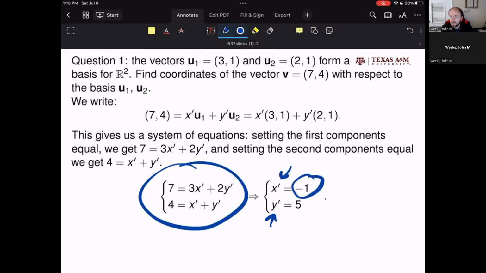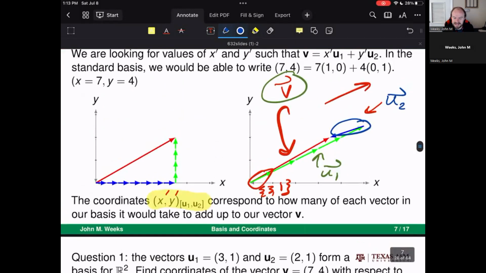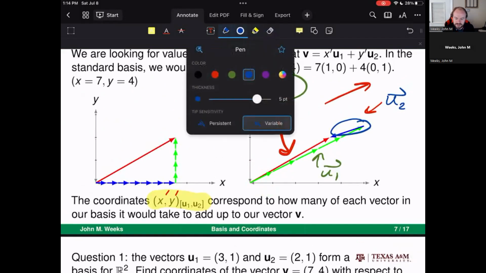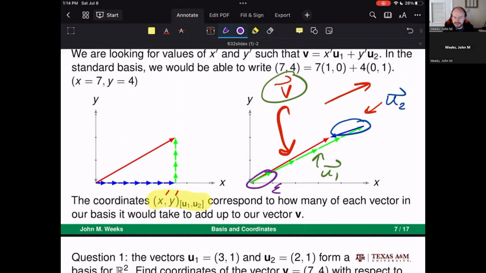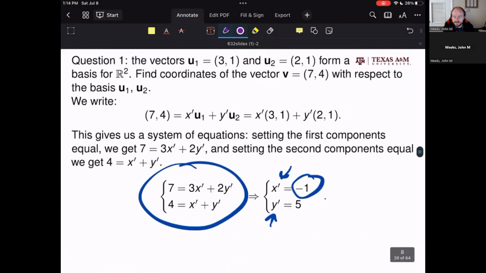Notice, by the way, that x prime was indeed negative. We had to flip the direction of 3, 1 in order to make that work. My apologies. I noticed that on my previous slide, I said that this was 3, 1. That's a mistake. I'll write it in a different color. This one was actually 2, 1. Not that it will matter too much. It's just good to keep these things straight while we go through there. So this is the fact that 3, 1 had to be gone in the negative direction, and then we had to have 5 vectors going in the direction of the second vector, 2, 1. And if we add all of those things up together, we get our vector of 7, 4.